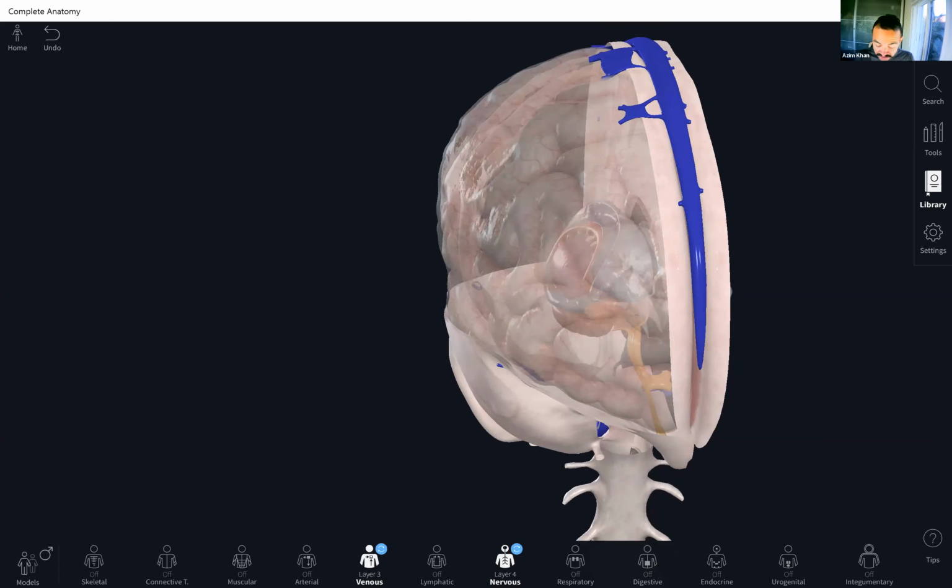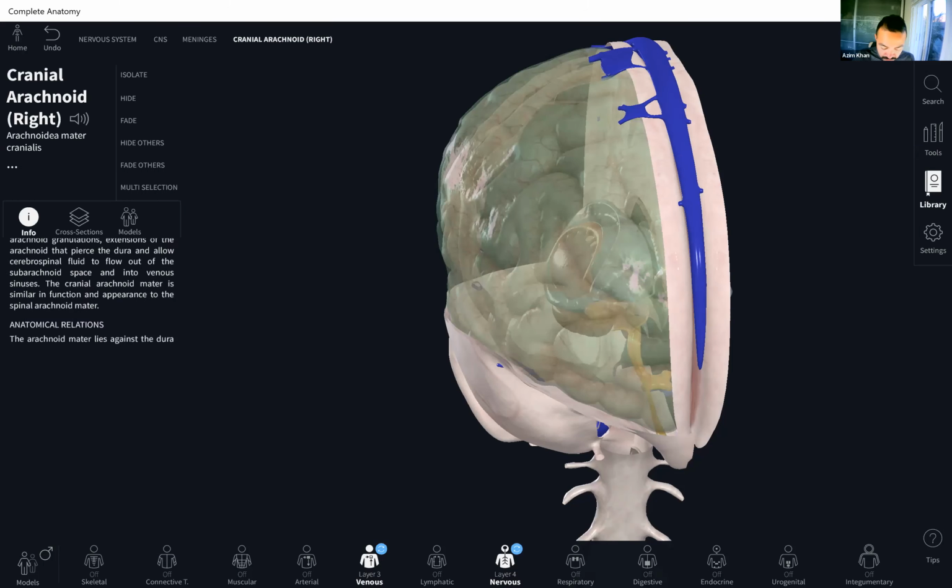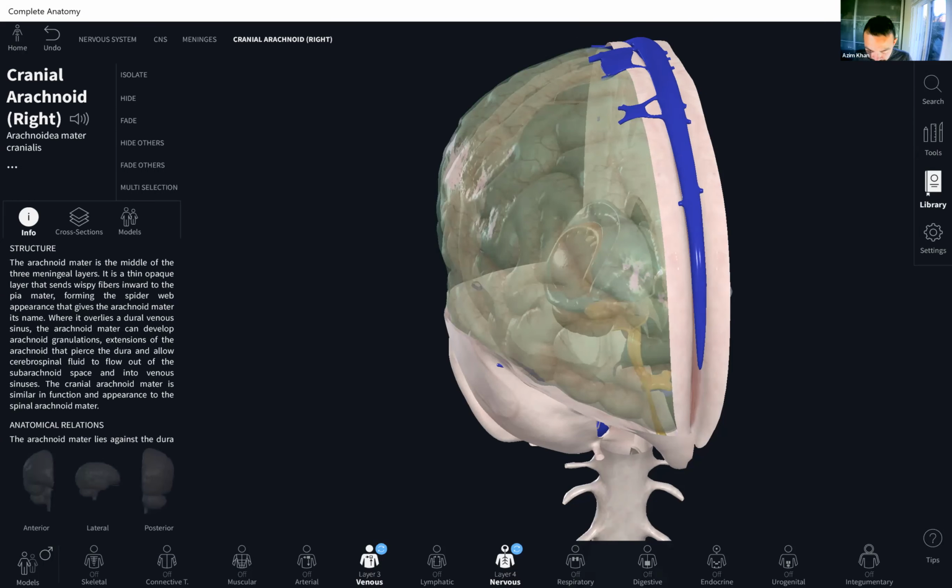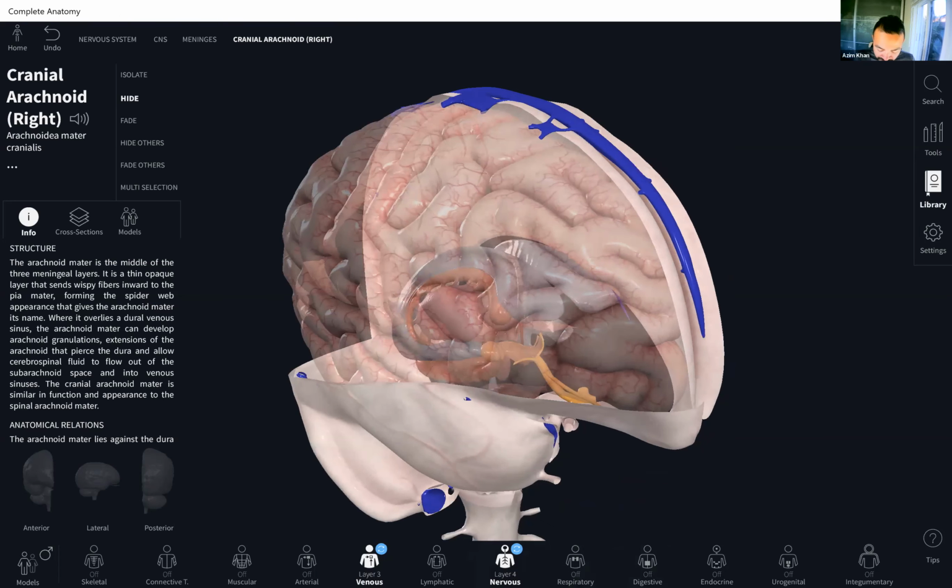If we remove this, we can get to the pia mater. If we remove the arachnoid mater, we get our final layer, the pia mater.